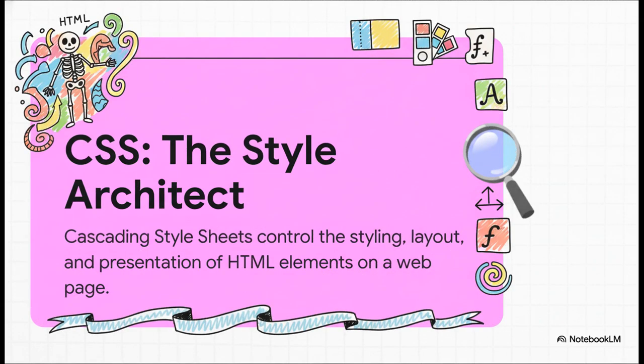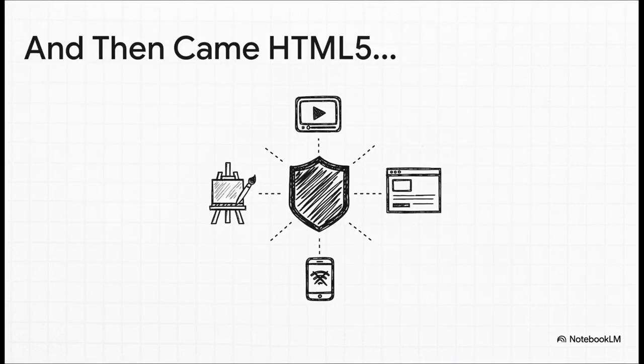And of course, you've got to make it all look good, right? That's where CSS comes in. If HTML is the skeleton, CSS is the skin, the clothes, the style. It controls all the colors, fonts, spacing, and even really complex animations. It's what makes the web beautiful. And finally, the very foundation itself, HTML, got this massive upgrade called HTML5. This was a total game changer. It added built-in support for audio and video, a canvas for drawing graphics, and even let web apps work offline.